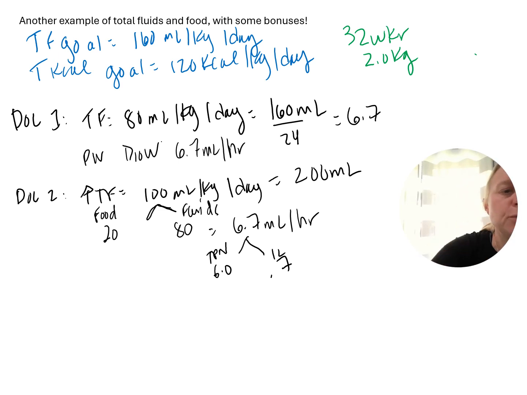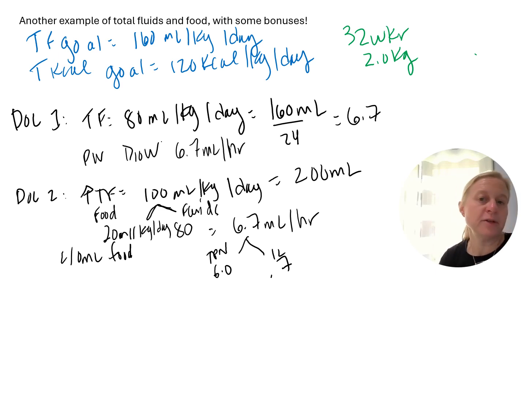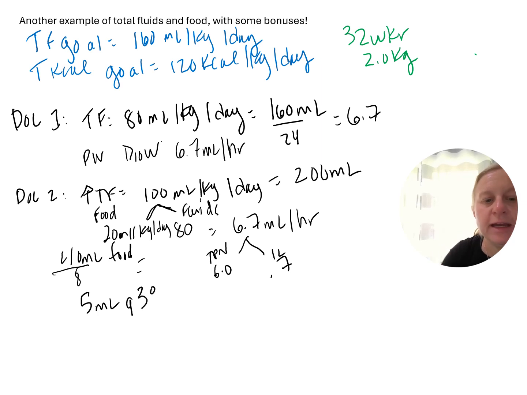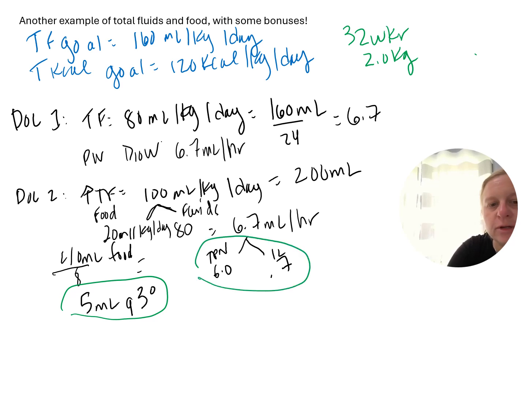So as far as our food goes, we need to do 20 mils per kilo per day. So 20 times 2 is 40. So we need to give our baby 40 mils of food. But we all know that we don't just give them one feed of 40 mils and call it a day. We feed our babies typically every 3 hours. So every 3 hours is 8 feeds a day. So we're going to divide 40 by 8, and we get 5. So we're going to give them 5 mils every 3 hours, and then we're going to run our IV at 6.7, 0.6 of your TPN and 0.7 of your lipids.